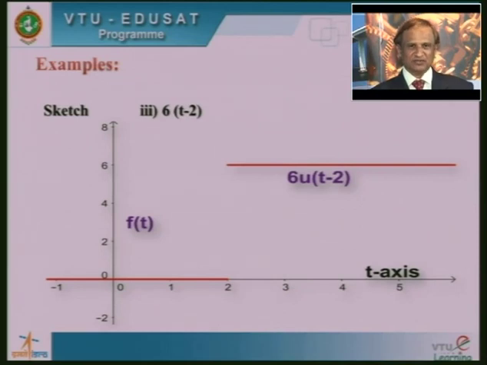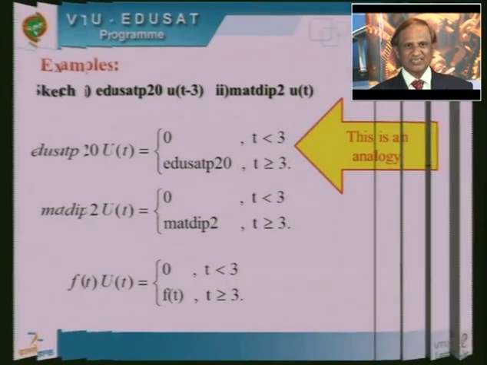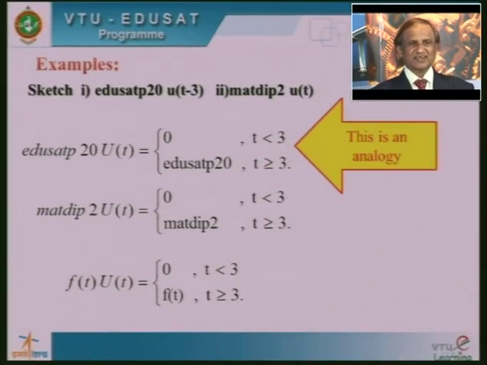That can be observed. Suppose if you multiply by 5, it is maintaining the height of 5 units. If I multiply by 4, it is maintaining the height of 4 units, and so on. Suppose I want to write an example like this: sketch EduChart program 20 into u of t minus 3, or draw the graph of MATDIP401 into u of t. How are we going to define these two live examples?